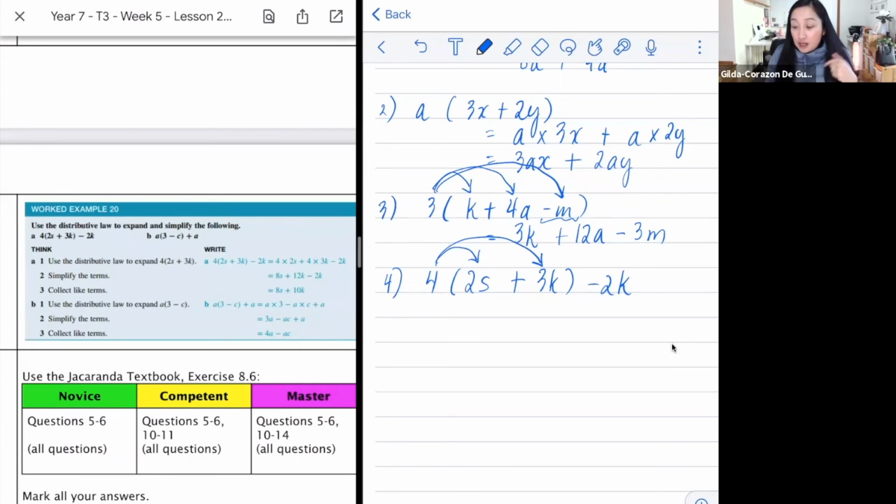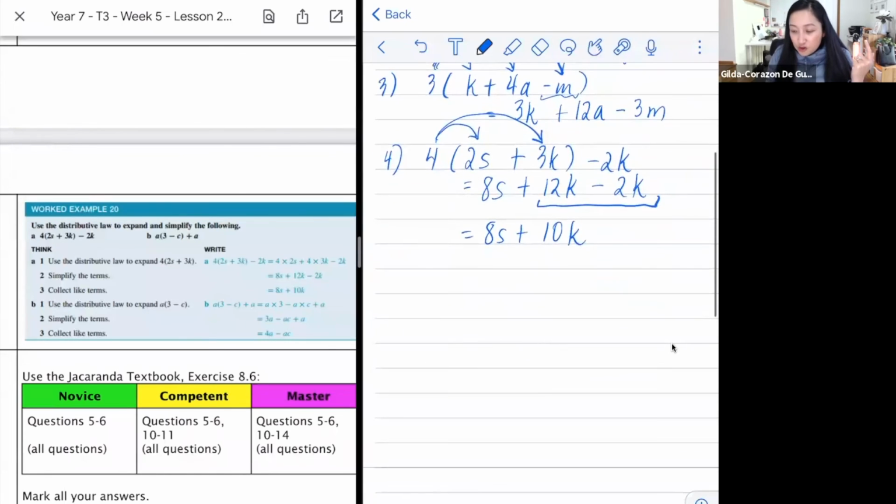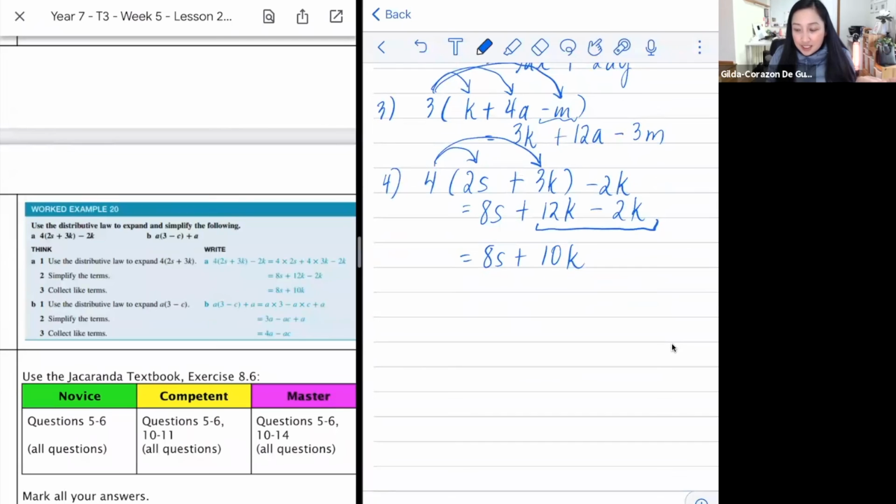Okay, so let's start with 4 times 2s. So you can multiply 4 times 2s into 8s. 4 times 3k, you get 12k. And then minus 2k. What do you notice with our answer? What do you notice? Anyone? What should be my next line here? Like terms. Like terms. Thank you. So that you've got 8s. If I add 12k minus 2k, I have 10k. Yeah? So this is now what you call expanding and simplifying. Okay?